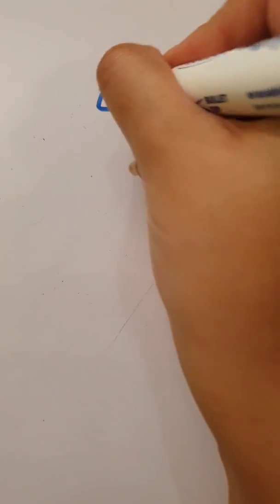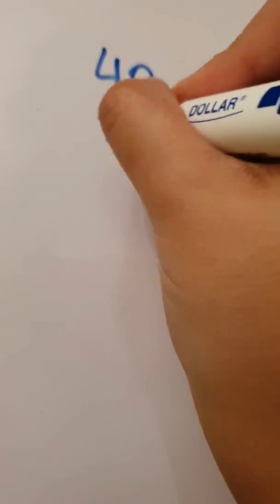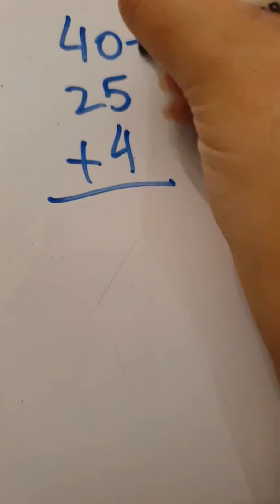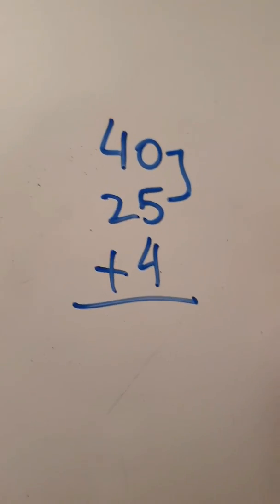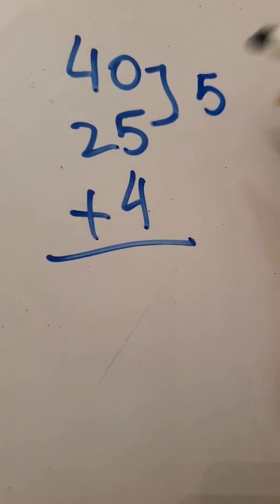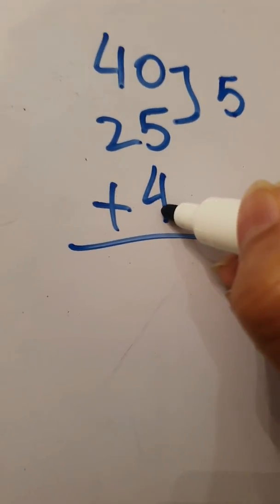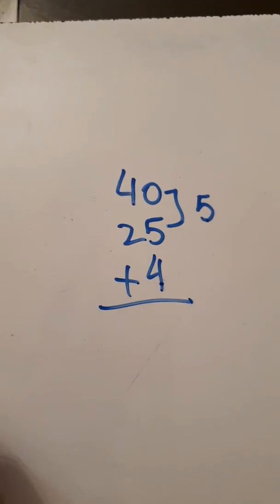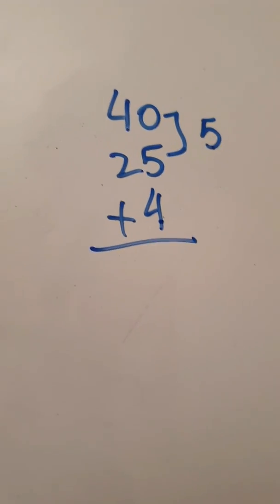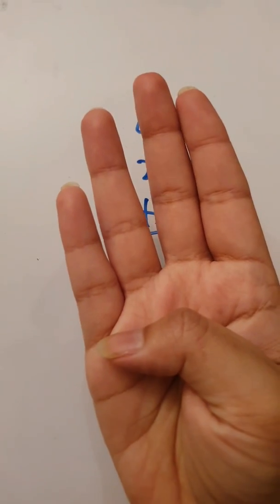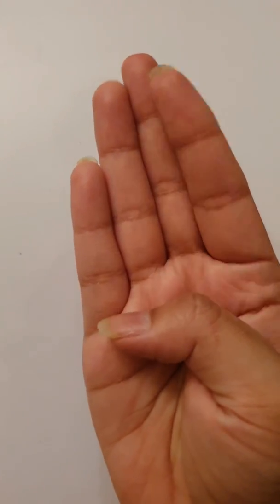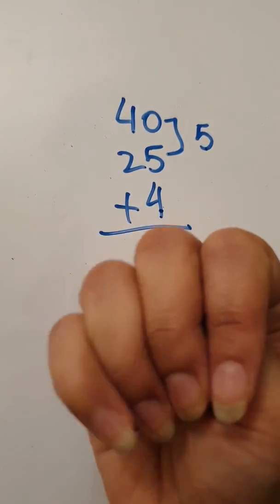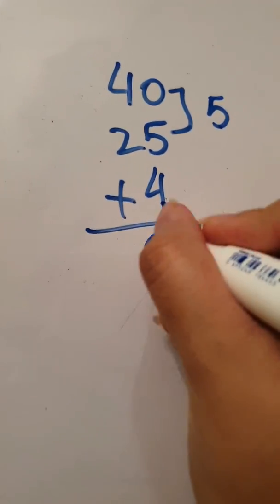So first we're going to make a sum of it. 40 plus 25 plus 4. Now let's see. First we're going to do these two. So 0 plus 5 is equal to 5. Then we have 5 plus 4, which is the bigger number. 5 is the bigger number. And we're going to take 4 fingers out and we will count after 5. So we have 6, 7, 8, and 9. So let's write 9 over here.